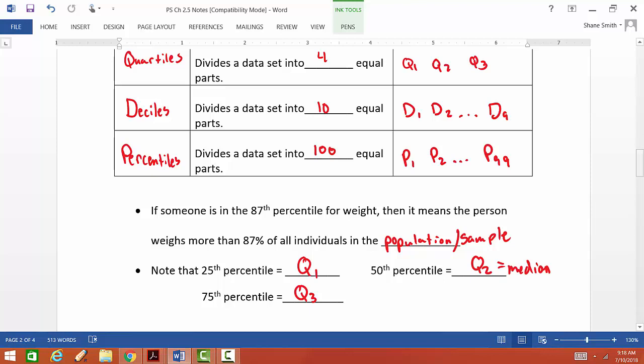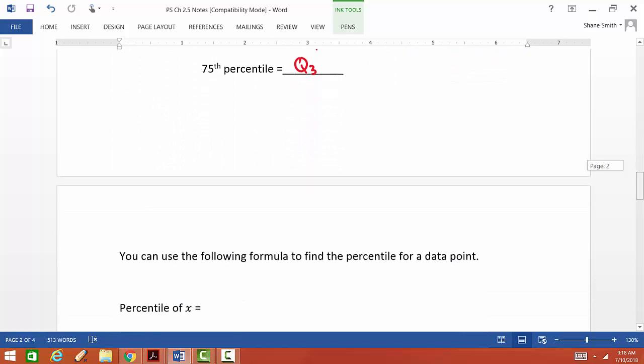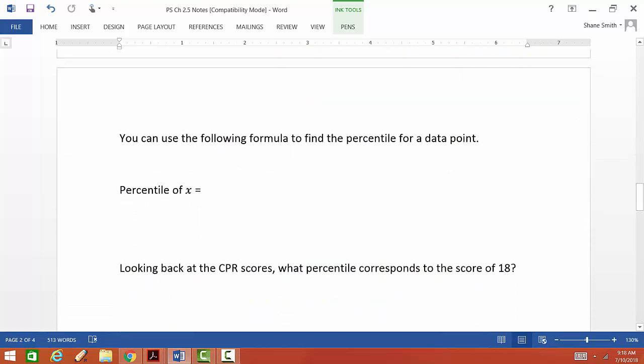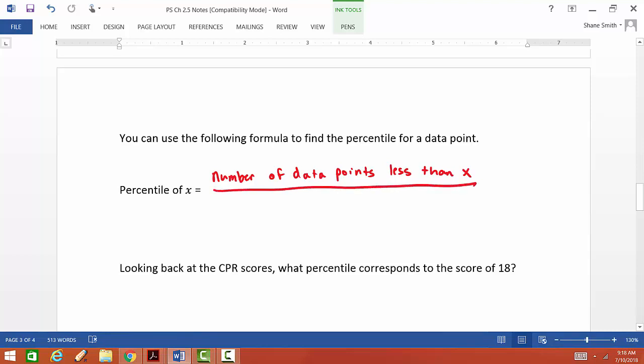Because percentiles are used so often, I think it's useful to talk about them a little more. To find a percentile for a data set, we take the number of data points less than x, the number that we want to find the percentile of, and we divide by the sample size or population size, depending on what we're talking about, and then we multiply that by 100.